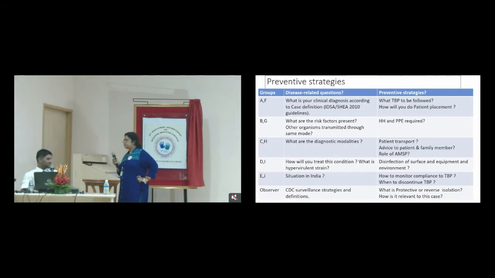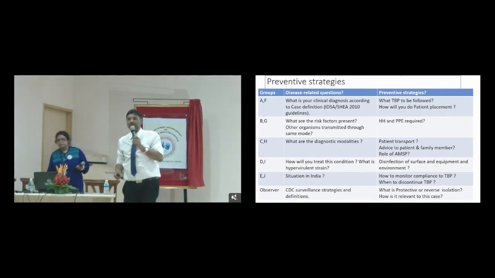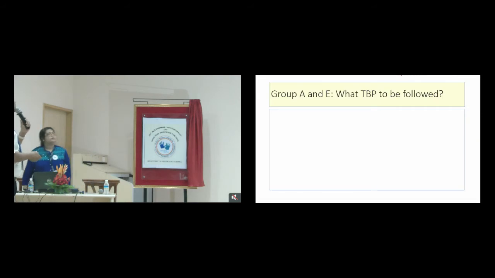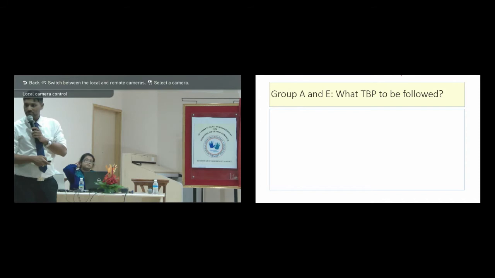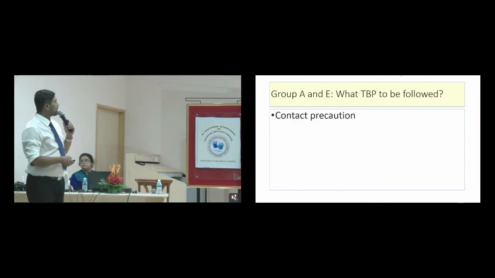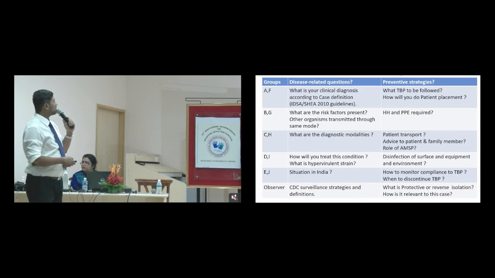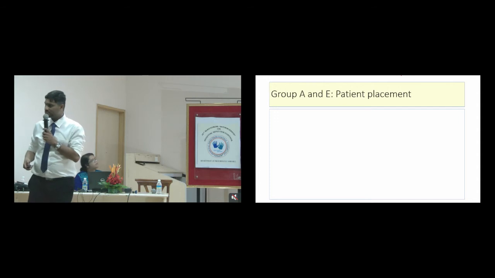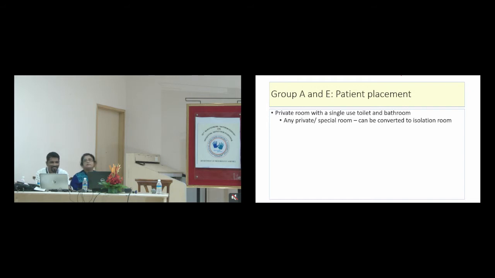Okay. Thank you, ma'am. Can we just quickly go through the preventive strategy, because contact precaution is the easiest among all three. So, for group A and E, what transmission-based precaution is to be followed? Contact. Yes. Patient placement. Correct. Isolating. Excellent.